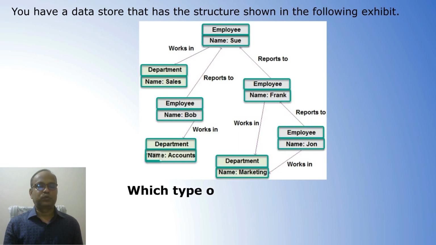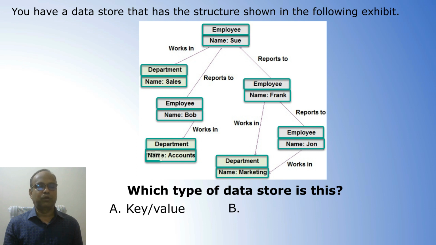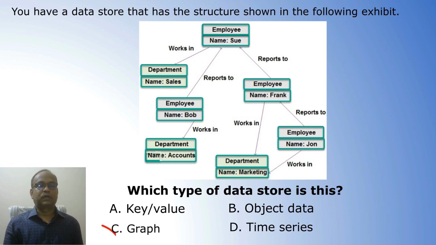Which type of data store is this? Option A, key value. Option B, object data. Option C, graph. Option D, time series. Answer. The correct option is graph, because a graph database stores two types of information: nodes and edges. Edges specify relationships between nodes.